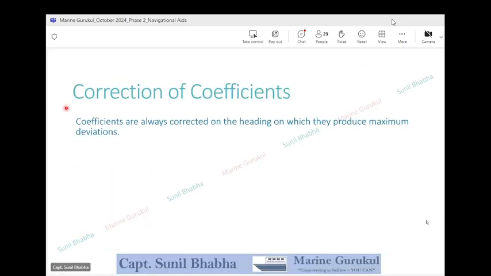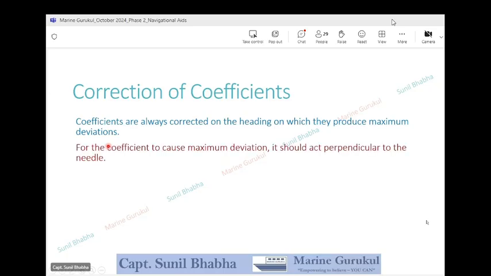Now moving on to the correction of coefficient B. Coefficients are always corrected on the heading on which they produce maximum deviations. The first thing the compass adjuster needs to know is on which heading to correct coefficient B. So we should always remember coefficients are always corrected on the heading on which they produce maximum deviation. Coefficient B produces maximum deviation on easterly or westerly heading. So that is where it is corrected.